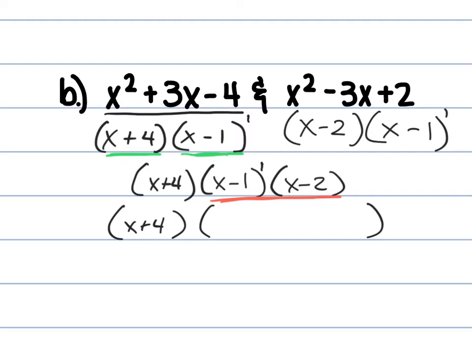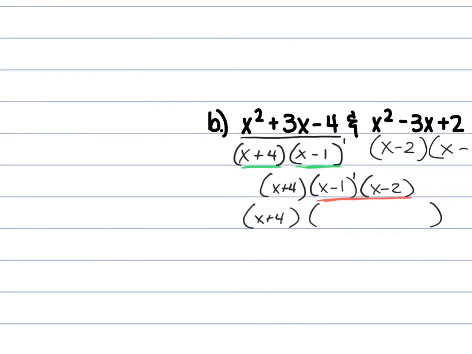So let's actually figure out what is x minus 1 times x minus 2. How do I do that? FOIL. The first term times the first term is x times x, which is x squared. The outer terms are x times negative 2, which is negative 2x. The inner terms are negative 1 times x, which is negative 1x. And the last terms are negative 1 times negative 2, which is a positive 2.